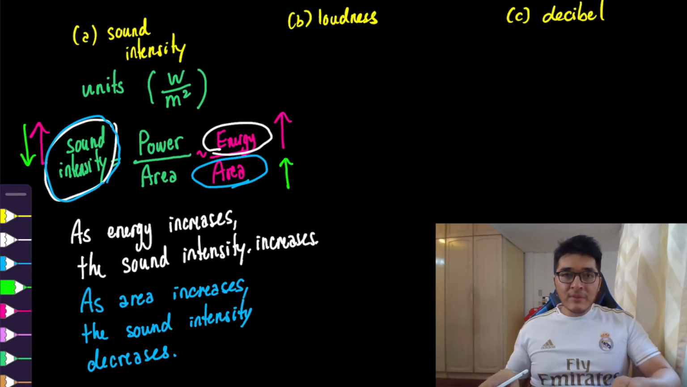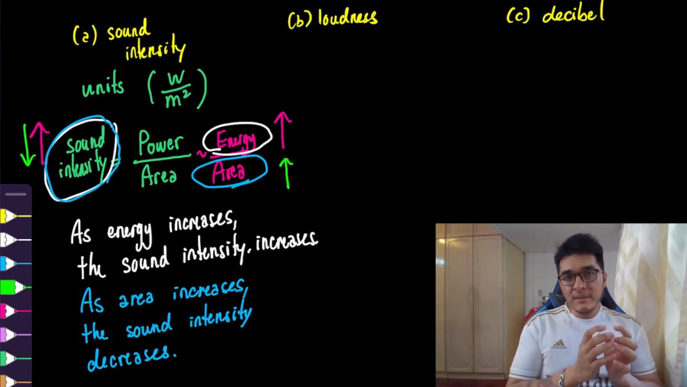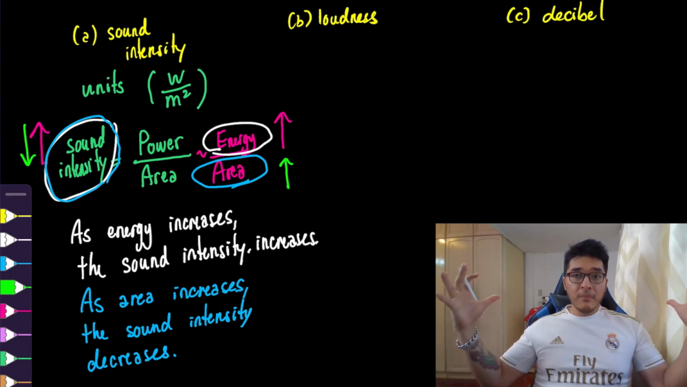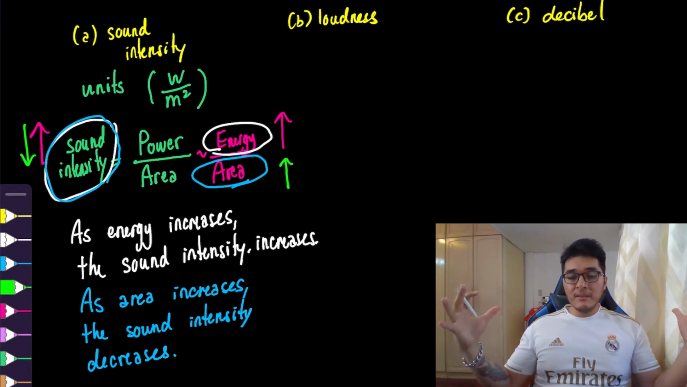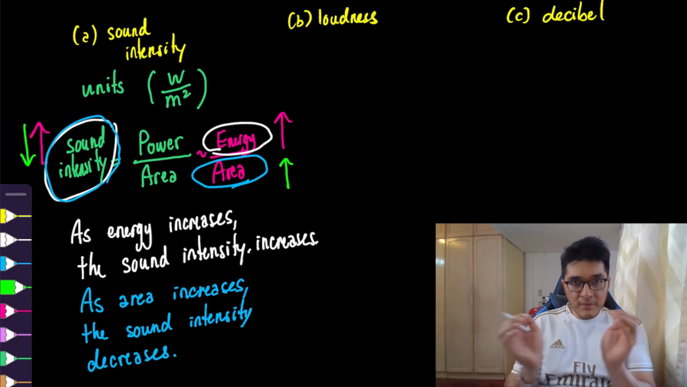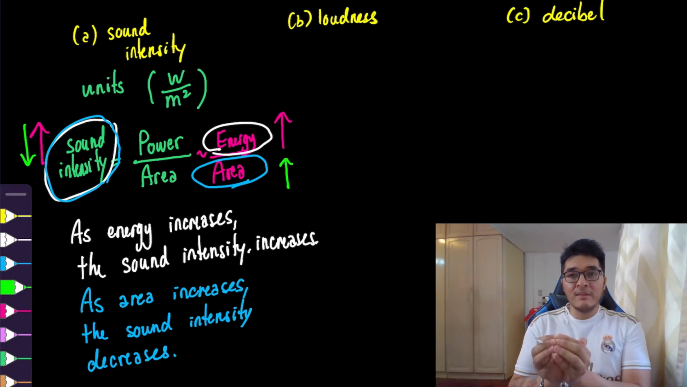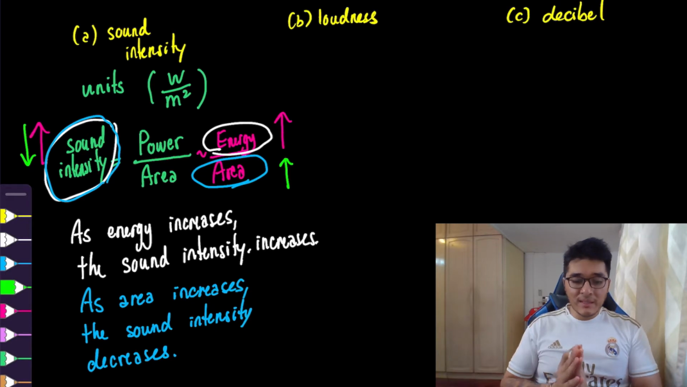So we can think of sound intensity as how much energy is in a given area. If we have a large room, then the sound intensity will be less because the energy needs to be spread out over a larger space. But if you have a small space, then there's more energy in a given smaller area. So that means sound intensity is higher. That's how you can think of it in this case.